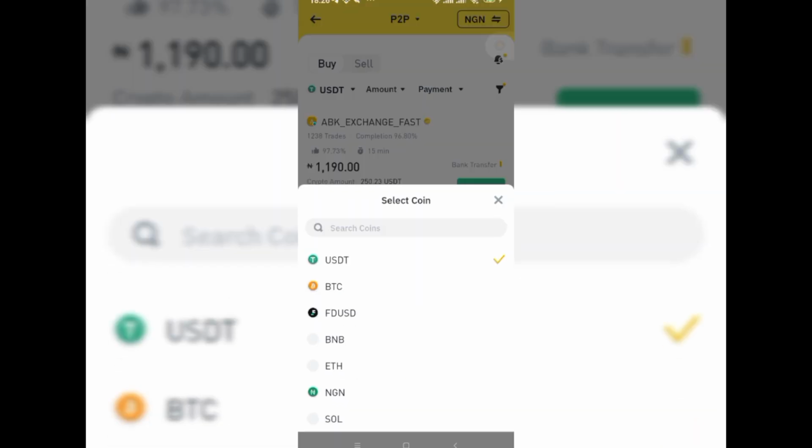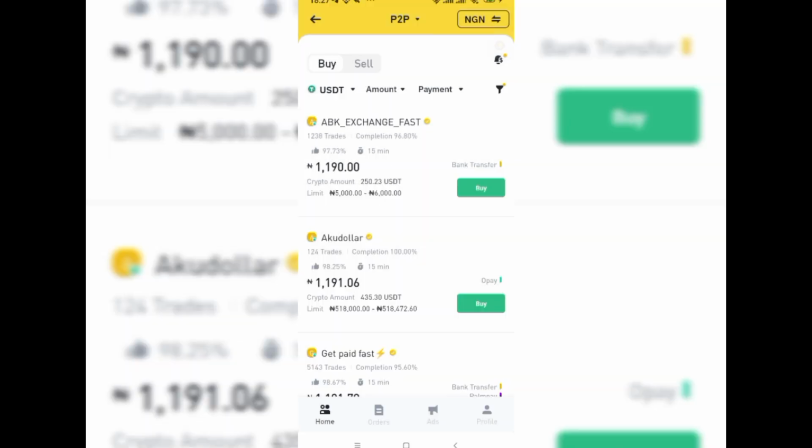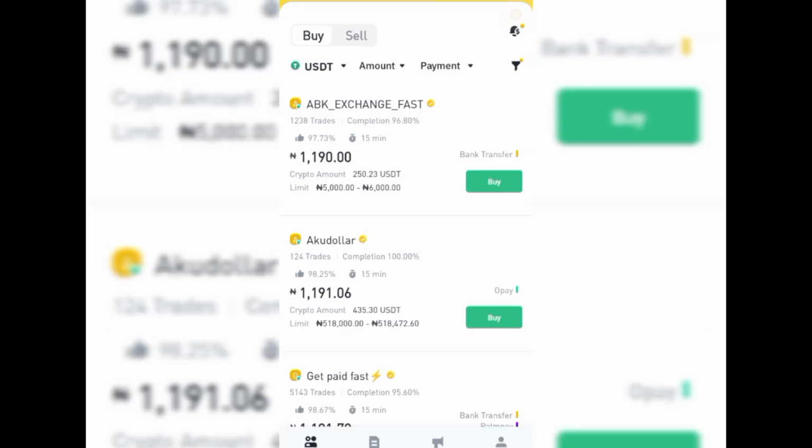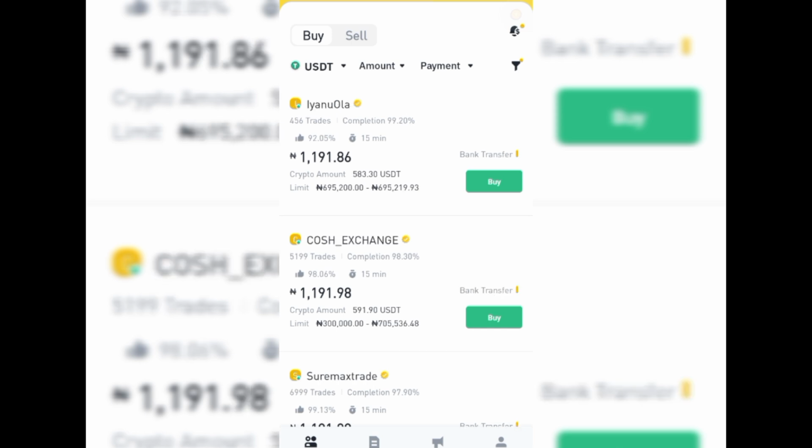You see this yellow badge here? It is showing verified merchant, and you can sell different coins: USDT, BTC, FDUSD, BNB. You can select different coins here on the P2P market, but I'm sticking to USDT because I've already converted my BTC into USDT. When you see this yellow badge, it means they are all verified merchants on Binance. So when you see people with a yellow badge, they are verified merchants you are buying from.